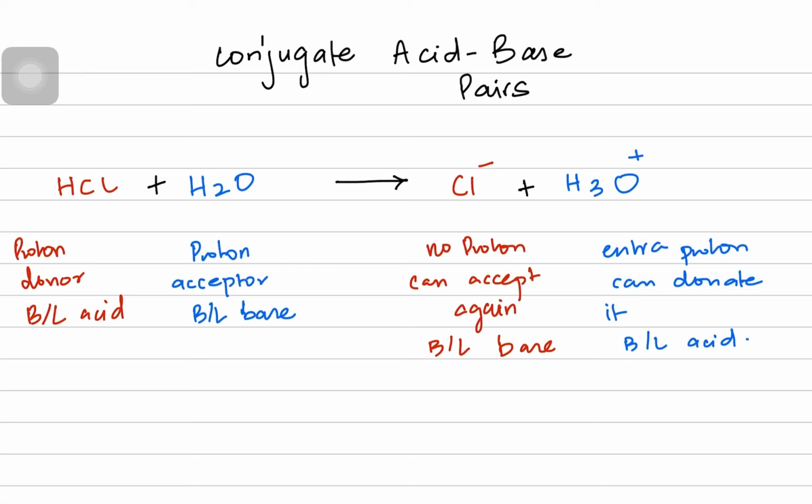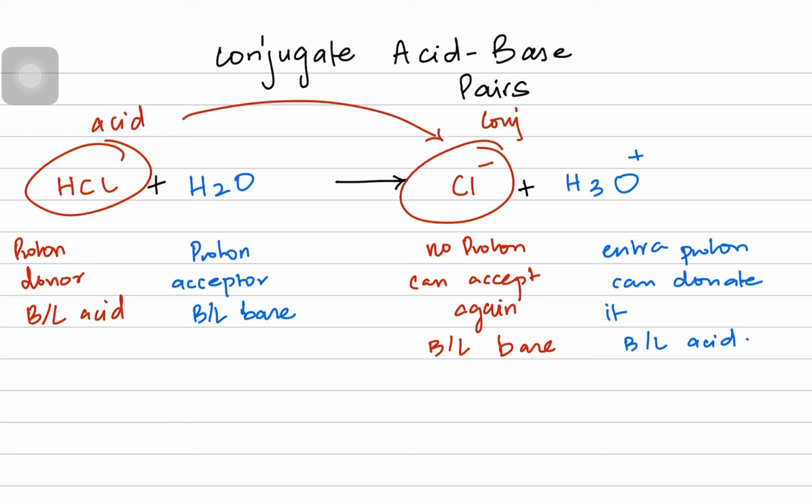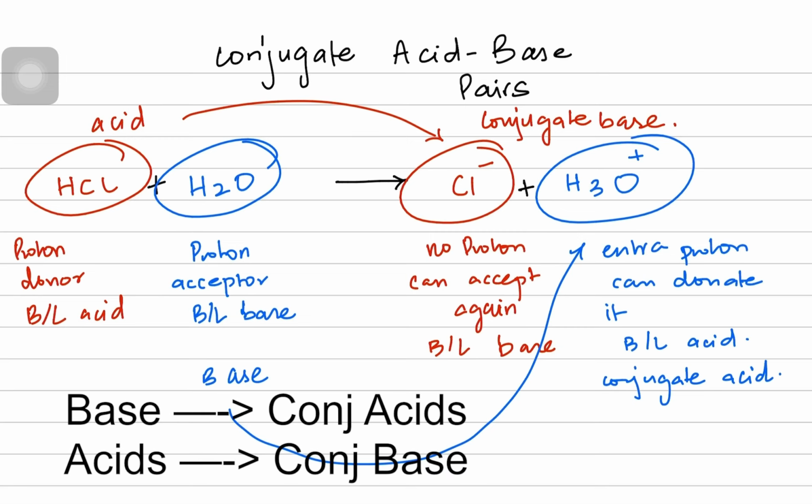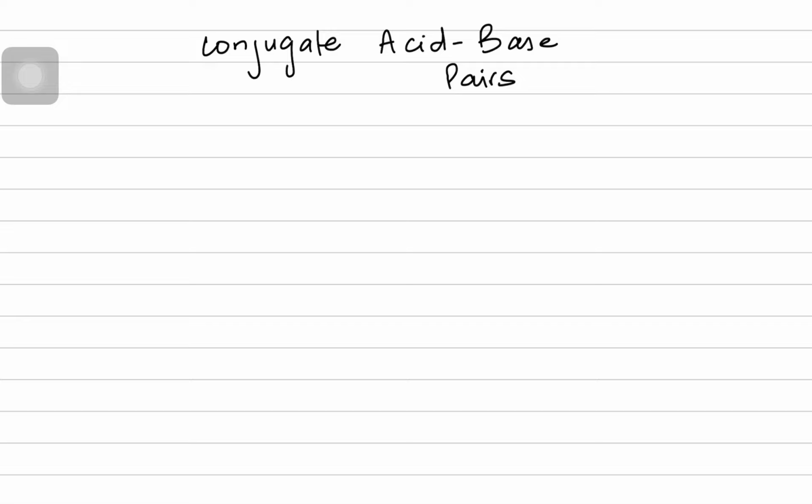So a base makes a conjugate acid, and an acid makes a conjugate base. Like HCl was an acid, but chloride is a conjugate base. In a very similar way, water was the Bronsted-Lowry base, but the product of water, which is the H3O plus ion, acts as a conjugate acid. So the base makes conjugate acids and acids make conjugate bases.